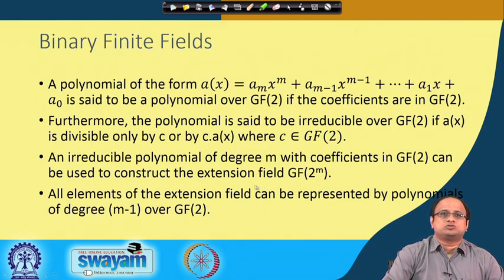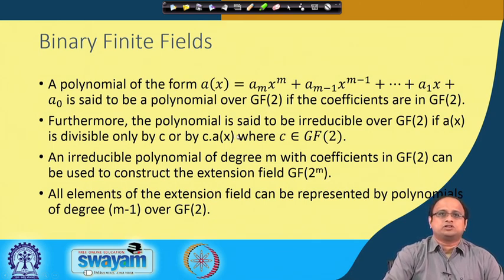So, therefore, this brings us to this concept of binary finite fields. A binary finite field can be represented as a polynomial A(x), where the degree is m, as x to the power of m, till a constant term a0, such that all the coefficients here belong to GF(2), which means they are either 0 or 1.